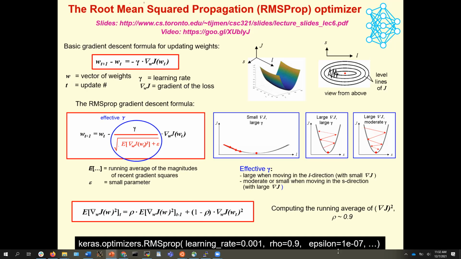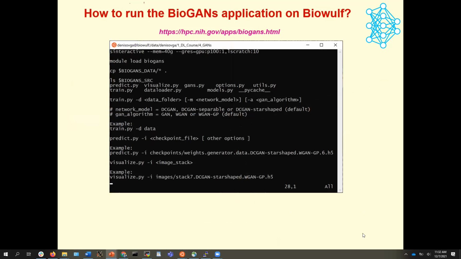If there is no question, I'll proceed to the next slide, which basically describes how we can run BioGAN's application on BioWolf. We first allocate an interactive session. You can also submit a job to the cluster, but if you use an interactive session, you first allocate it, then you load the module BioGANs, and you can copy data to your current folder from this folder. That will be the data itself plus checkpoints that are already pre-computed. You may or may not use the checkpoints. The checkpoints are saved weights from the previous training, which I already performed.